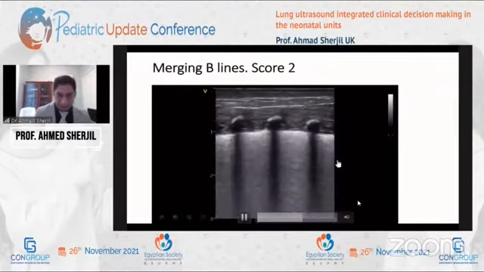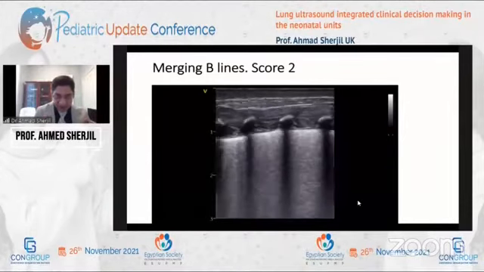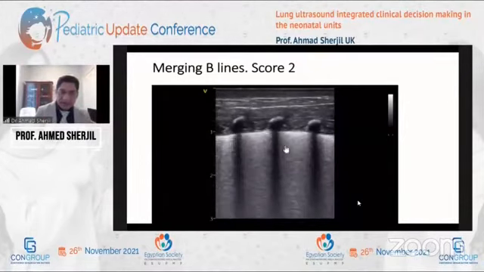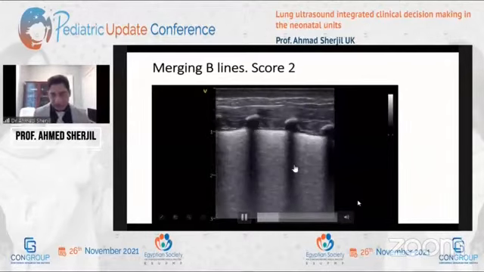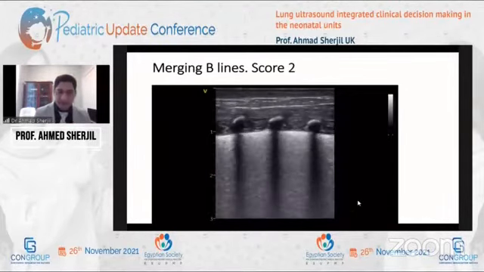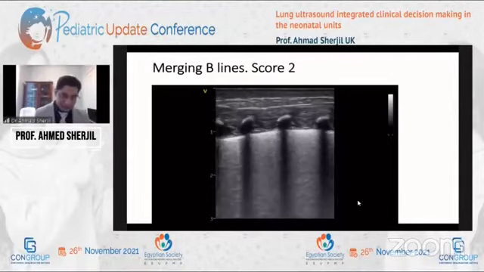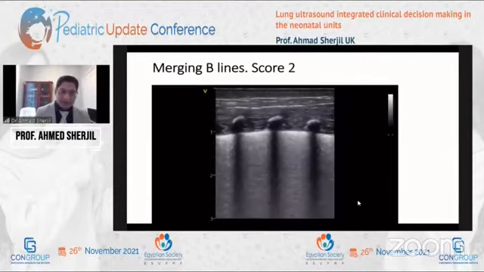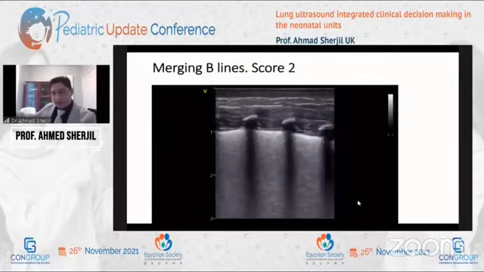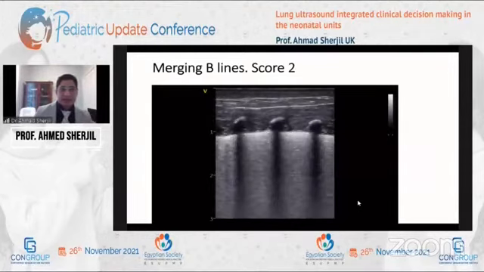Here, I'm sure you have appreciated already, it's pretty easy to interpret that the B lines, the vertical lines, have gone into each other. There, it's all a whiteout, and you cannot count the B lines, and you cannot see any A lines here at all. So that's alveolar edema, which clinically sometimes can correlate with RDS. So you get a score of 2 here.